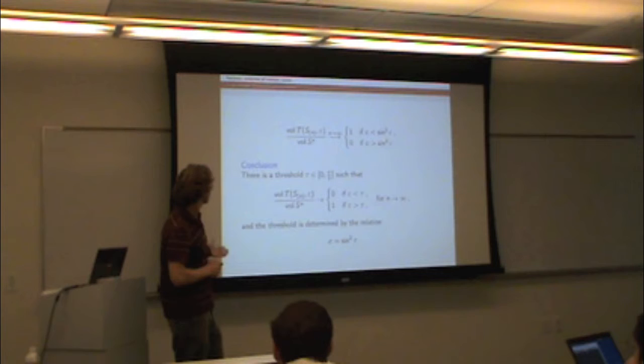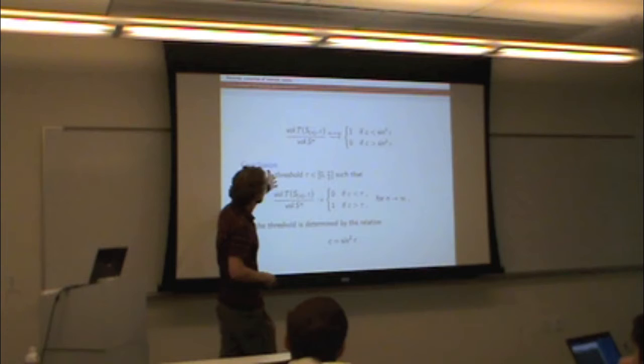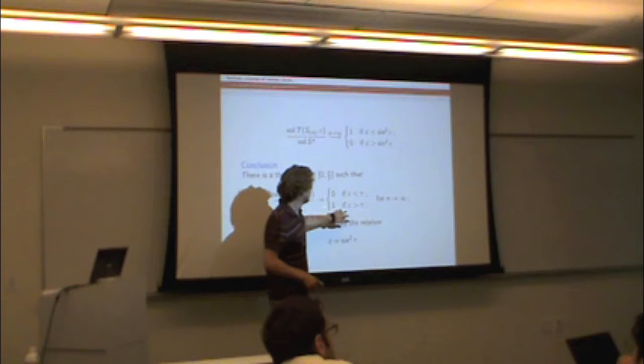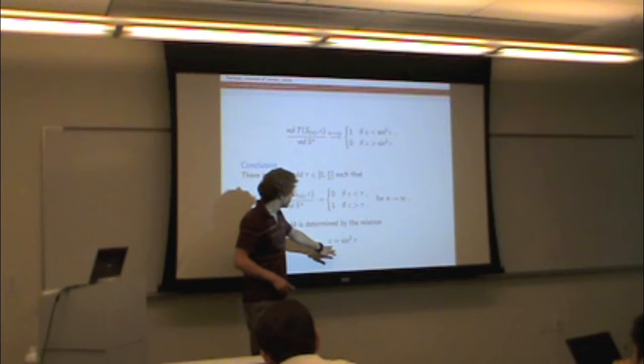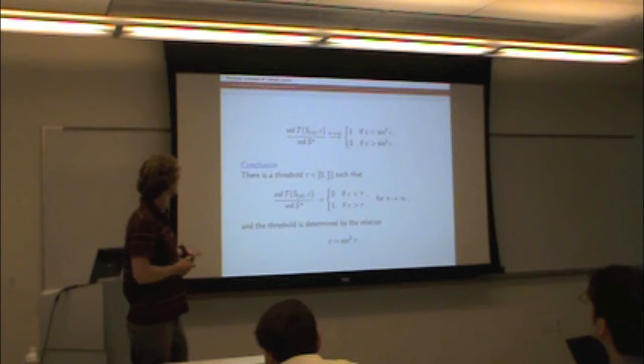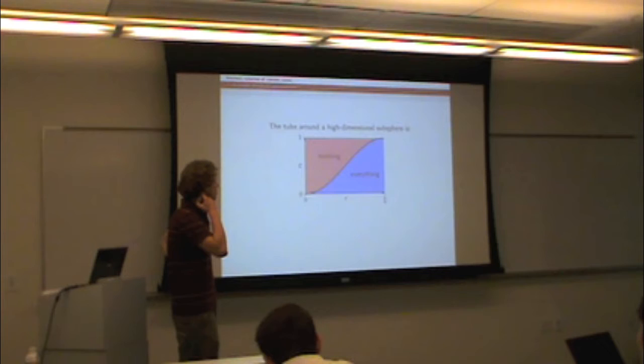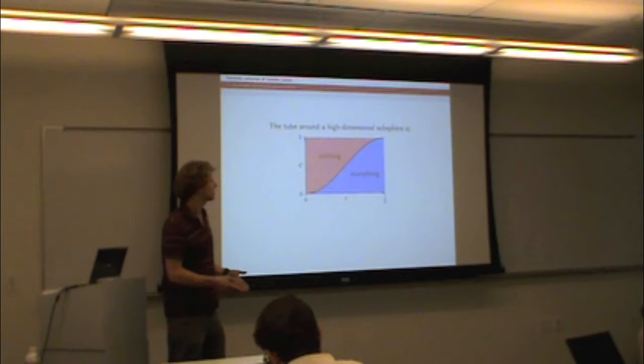Okay, so the conclusion is the following: there is a threshold. Interpreting it in terms of this epsilon here, the relative volume is either 0 if epsilon is below this threshold, or it's 1 if epsilon is above this threshold. The threshold is determined by the ratio in the form C equals sine square of tau. So the conclusion is that the tube around high dimensional subspheres is either nothing or everything, depending on this very easy formula. And in particular, if you replace codimension 1 by codimension 2 or 4 or anything, it doesn't matter. But as soon as you get proportional to the dimension, it gets something different.